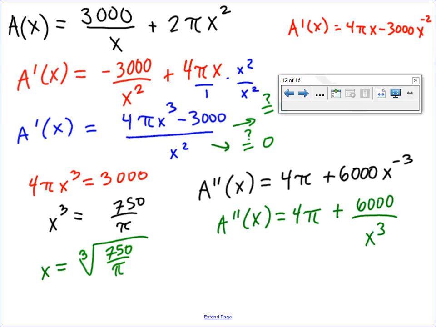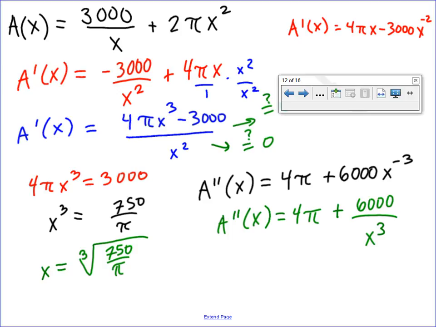Why is this helpful? Well, because now, if we can evaluate this expression at the cube root of 750 over pi and determine the sign, whether it's positive or negative, that will tell me if we're dealing with a max or min without having to do an A prime number line and work on either side of that critical value, which I don't know what it is. All right, let's do it.